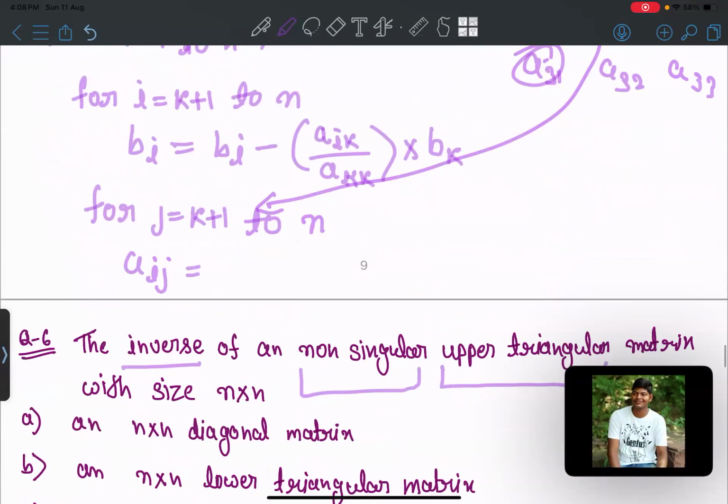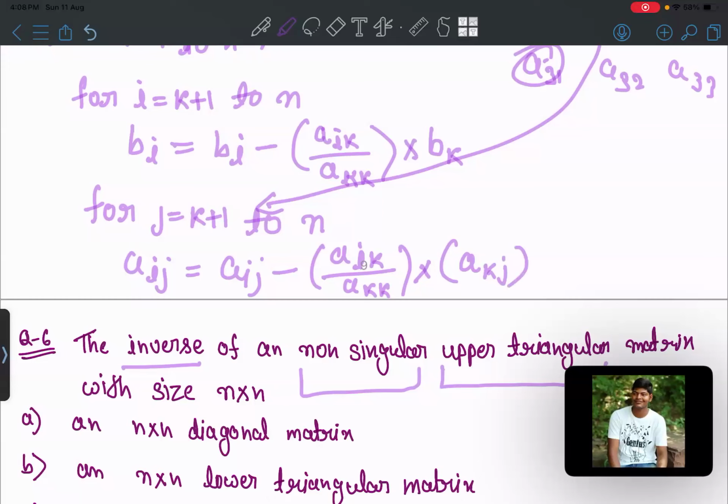So for i from k plus 1 to n, aij will be replaced by aij minus the ith row kth column term divided by the pivot term, multiplied by the kth row j term. Okay. So this is the forward elimination. Now we will try to represent it in a computer program.